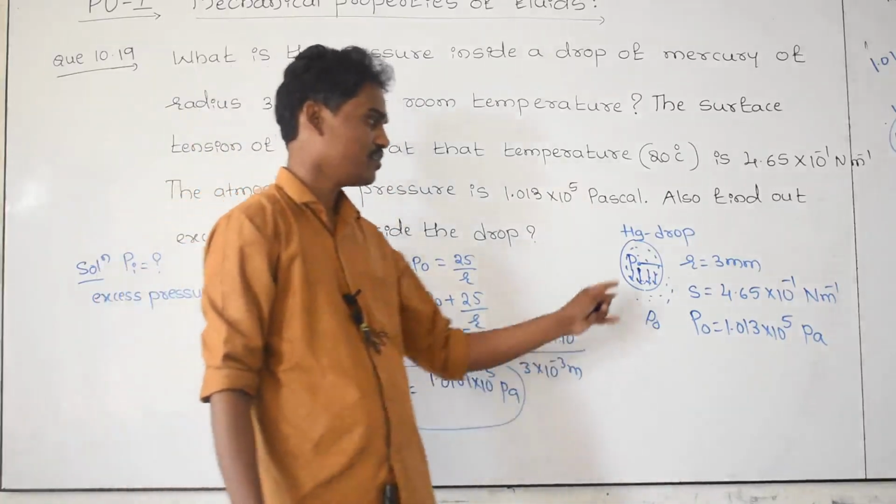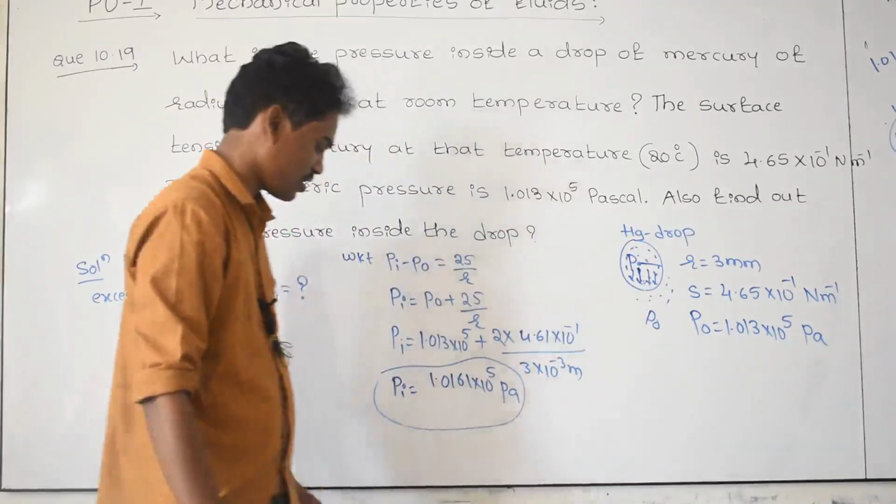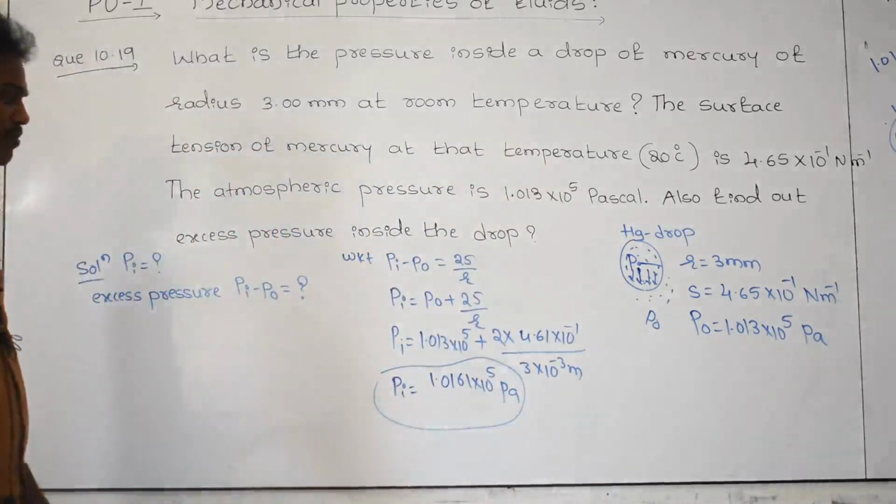After simplification, the total pressure inside the drop is 1.0161 into 10 to the power 5 Pascal.